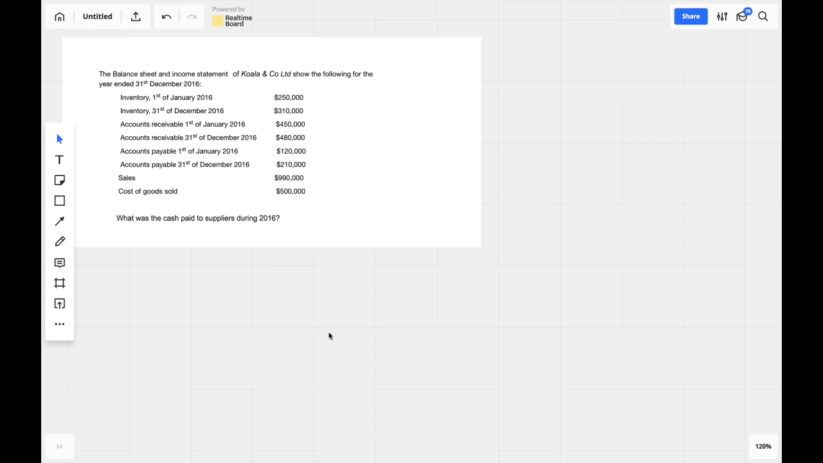Today we're going to be looking at how to calculate some cash flows that are paid to suppliers, and we're going to be doing this using the direct method of cash flows. So first, let's look at this question.